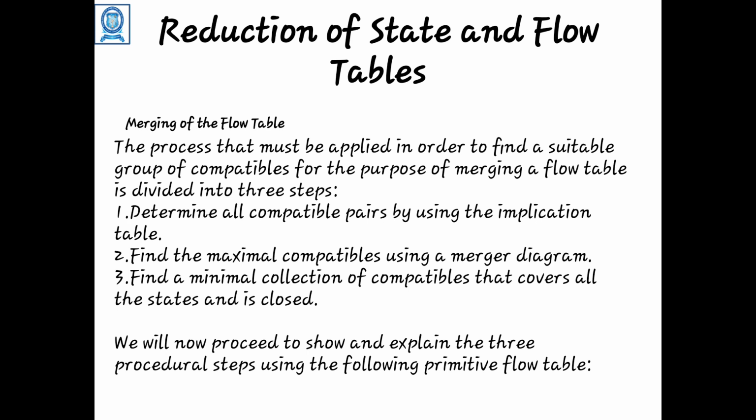We can also implement the circuit represented by the transition table using some particular latches. Reduction of the primitive flow table: the merger graph gives two compatible pairs as a set of maximal compatibles. For example, AB is S0, CE is S1 and DE is S2. The set of maximal compatibles covers all the original states, resulting in the reduced flow table.